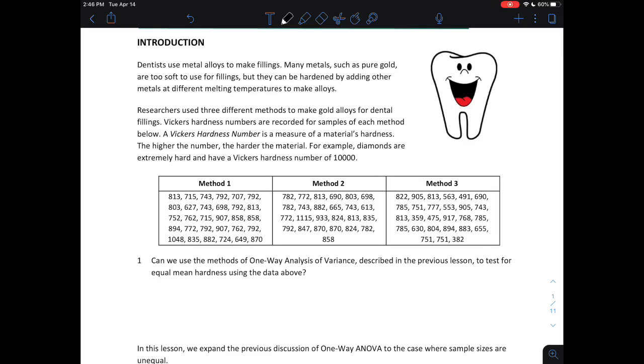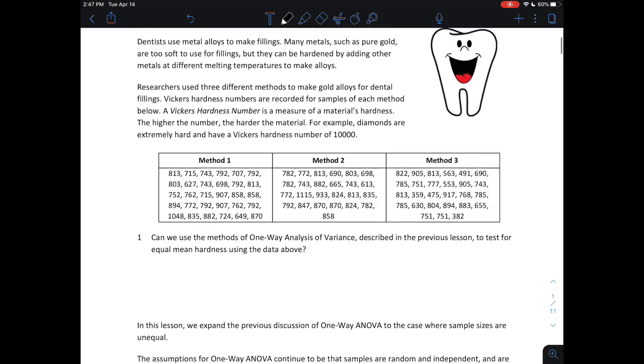Vickers hardness numbers are recorded for samples of each method below. A Vickers hardness number is a measure of the material's hardness. The higher the number, the harder the material. For example, diamonds are extremely hard and have a Vickers hardness number of 10,000. So here we have 3 different methods, and there's all of the Vickers hardness numbers for those 3 methods.